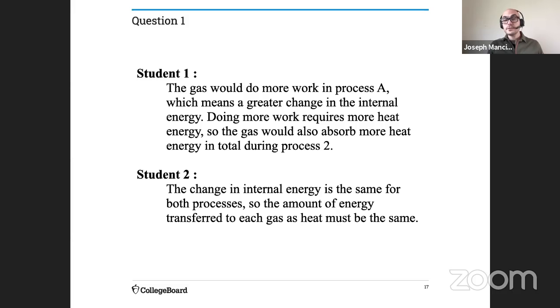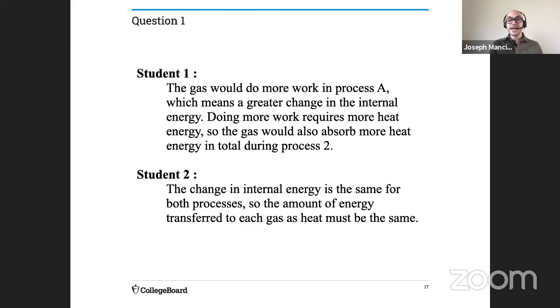So those of you who argued specifically based on the amount of work done in this process that ends up at the same temperature at which it started, and said that definitely for process A there is more heat energy added because there's more work done and there's no change in the internal energy, you were absolutely correct. So student 2 is incorrect. The amount of heat energy added to each gas is different.